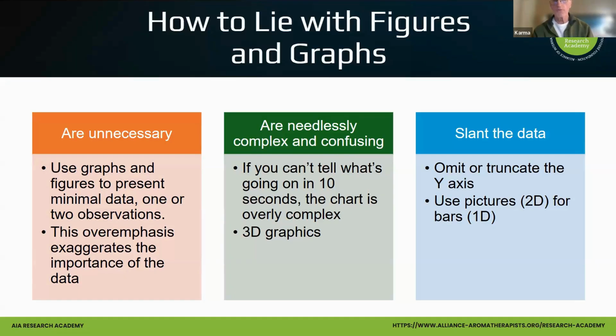How to slant the data. Here's one thing I want you to look for. Either they omit or truncate the y-axis. Truncate means to cut off the bottom. So it doesn't start with 0, it starts with 10 or something like that. The other thing is to use pictures, which are 2D, because a picture has a height and a breadth, instead of bars on a regular graph. And we'll see some examples of that and how ridiculous that is.